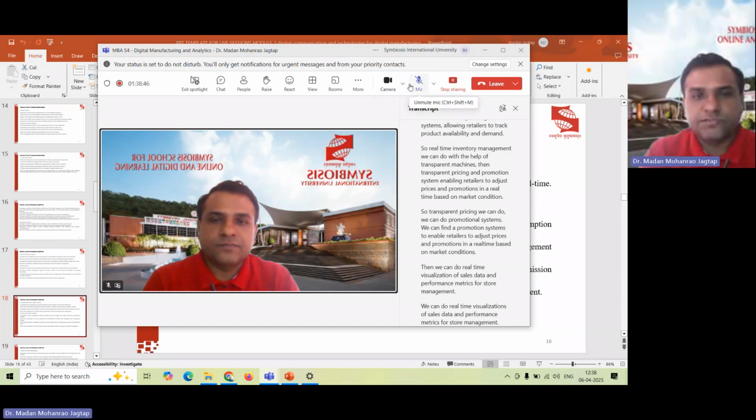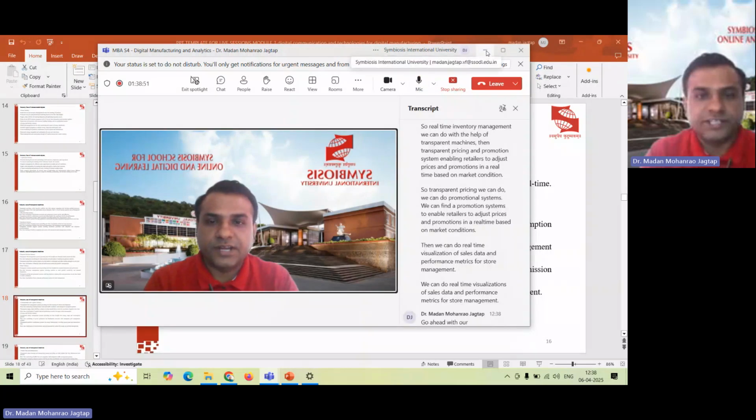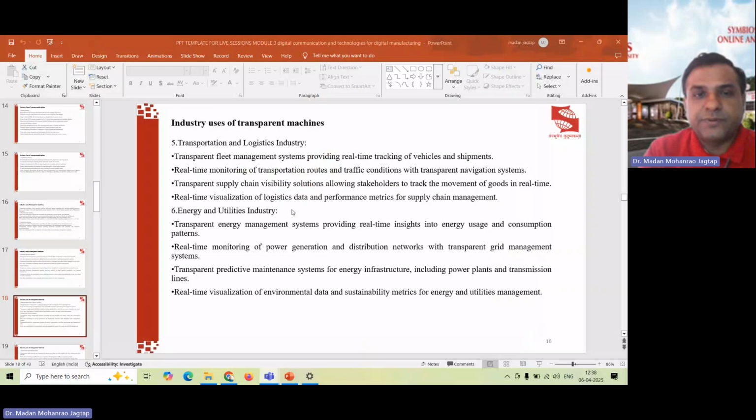Let us go ahead with our transparent machine uses. So transparent machine uses in the logistics industry and in the transportation industry. With the help of transparent machines, we can do transparent fleet management, providing real-time tracking of vehicles and shipments, and real-time monitoring of transportation routes and traffic conditions with transparent navigation systems.